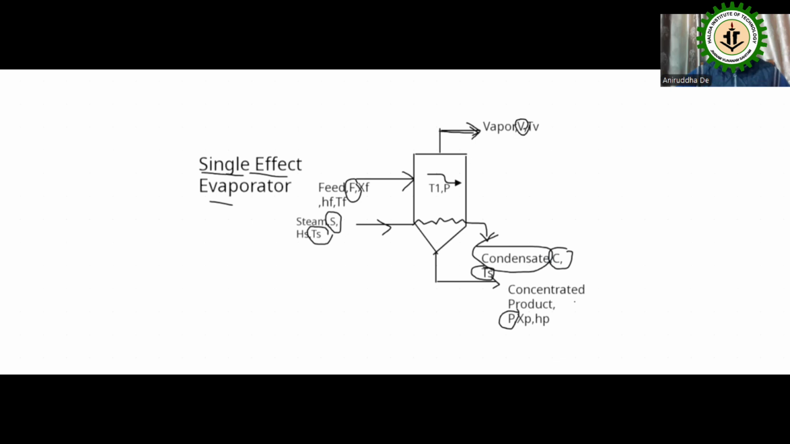So if we do the overall material balance, what is the input? Input is F plus S, and this will be equal to the output. What will be the output? Output is vapor, condensate and product. So we can write V plus C plus P. This is the output. This is the overall material balance.